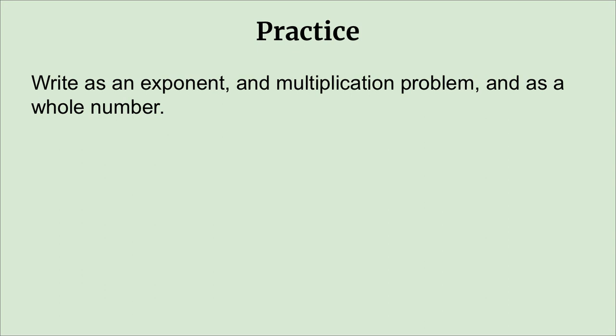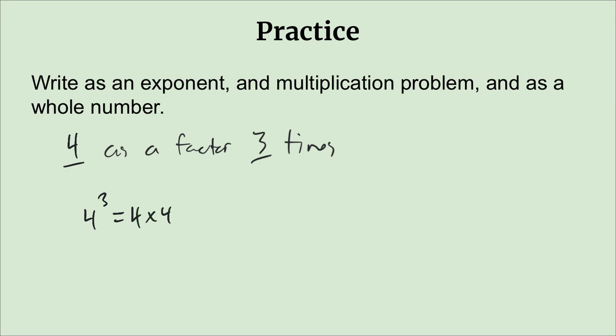Then the last type of problem you'll see on this homework is they'll give you a statement. You want to write it as an exponent, a multiplication problem, and then as a whole number. So it'll be something like 4 as a factor 3 times. So the exponent here, our base is 4 to the power of 3, so it'd be 4 cubed. This equals 4 times 4 times 4, and that would then equal 64. So that would be your whole answer.